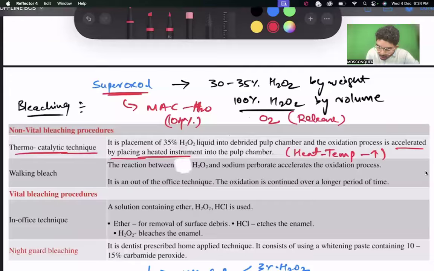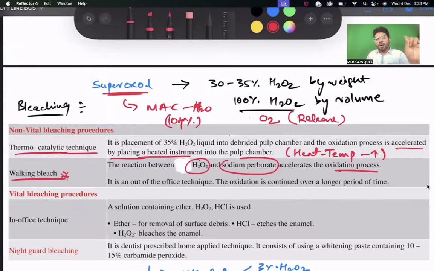Second one is walking bleach, a very frequently asked question. What we regularly use in the walking bleach is hydrogen peroxide in combination with sodium perborate to accelerate this oxidation reaction. So a very frequently asked question: which of the following is the major ingredient in walking bleach, or the major ingredient in non-vital bleaching techniques? The answer is sodium perborate.